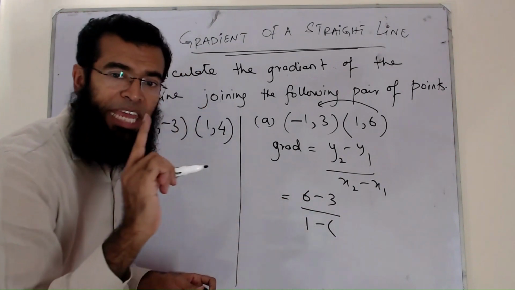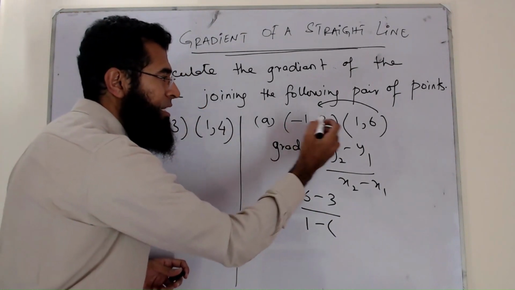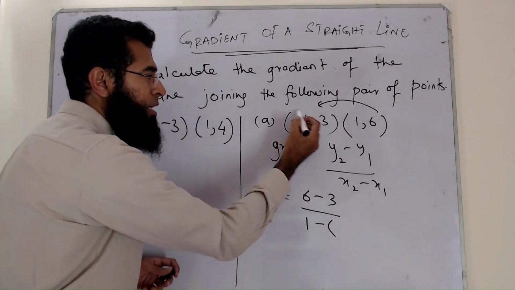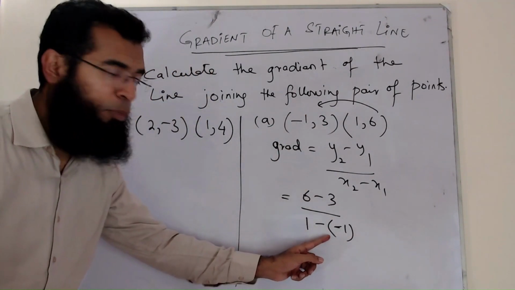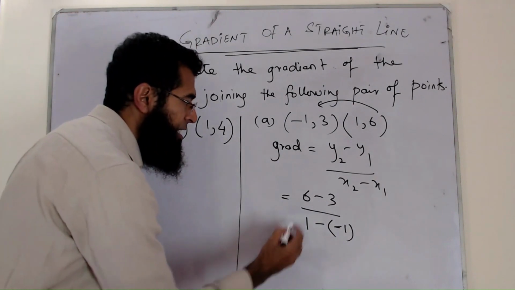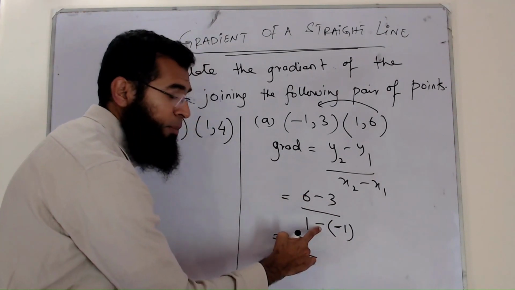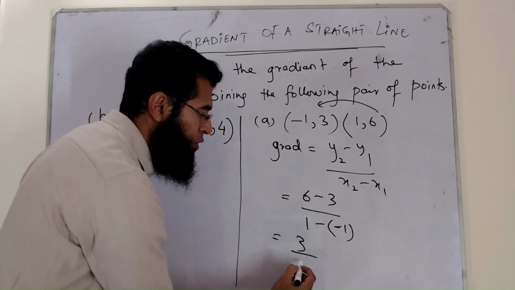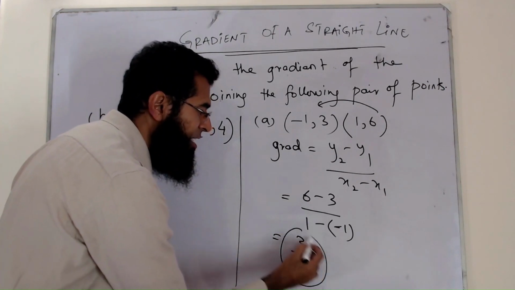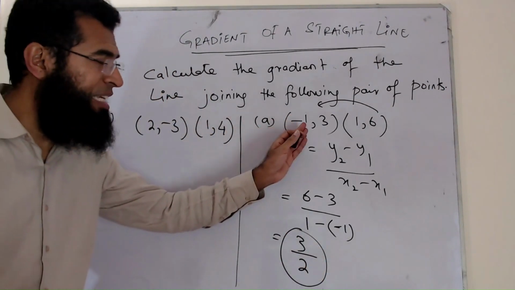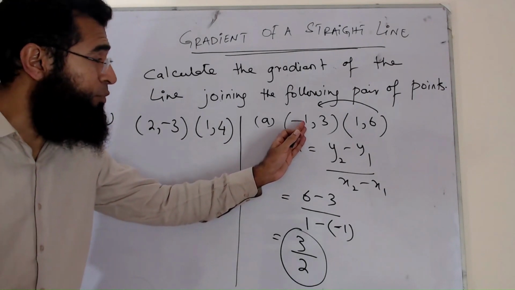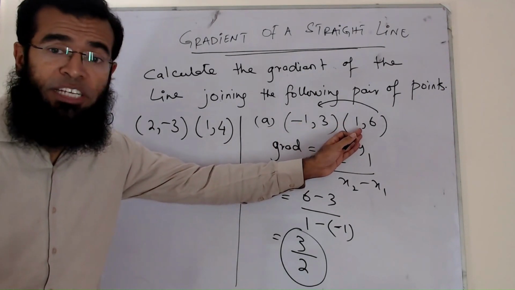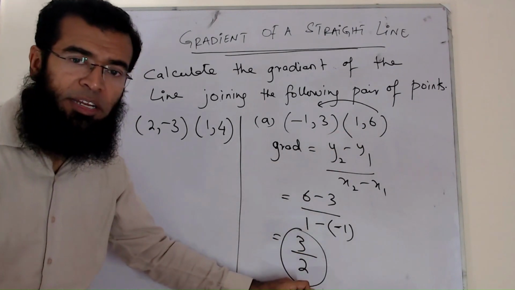Carefully plug in the coordinates with sign. For x2 minus x1, x1 is minus 1, so you need to put the brackets as well. So this is 3 over 2, since minus into minus is plus. So this is the gradient of this line, which connects the pair of these two points.